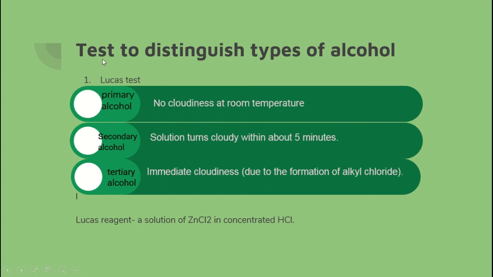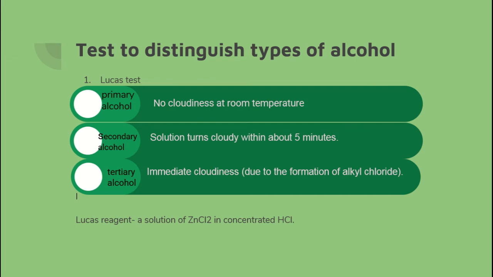Okay, how to distinguish different types of alcohol? In those previous reactions I have been explaining. So, how to distinguish these types is by using simple chemical tests such as the Lucas test and oxidation of the alcohol. When we use the Lucas test, the result is based on the reactivity of the reaction that happens.